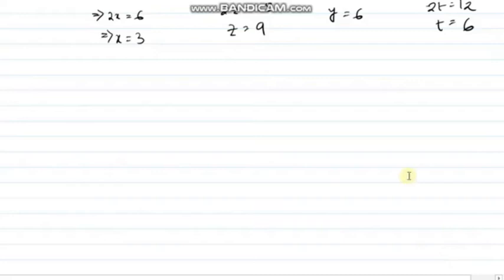Now let's do a different type of sum. Suppose it is given that 2x minus y, where x and y are matrices.